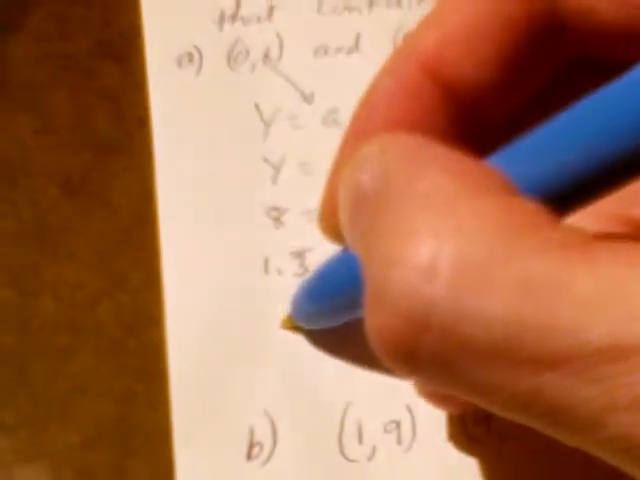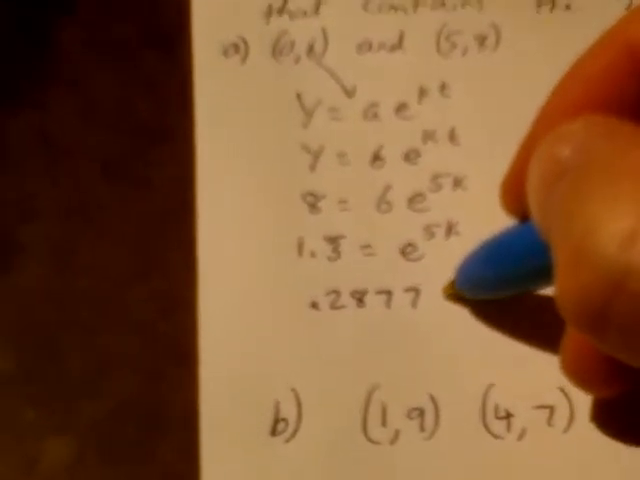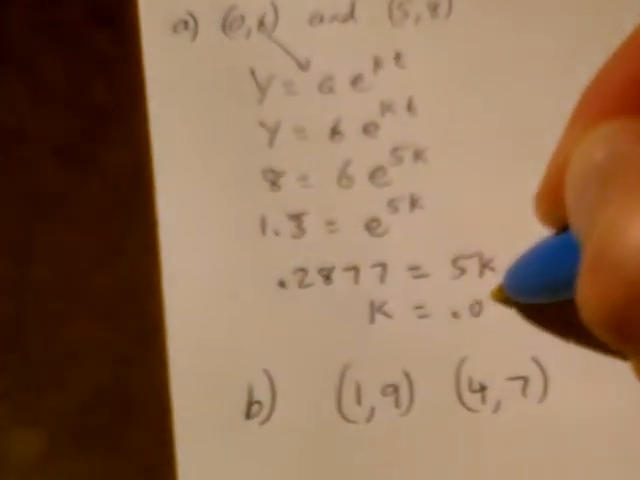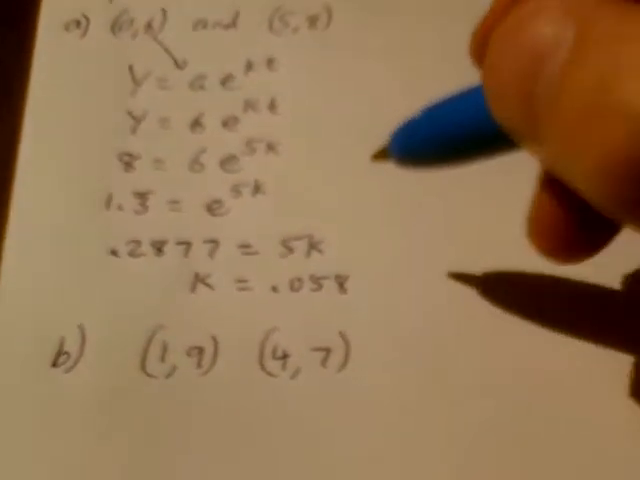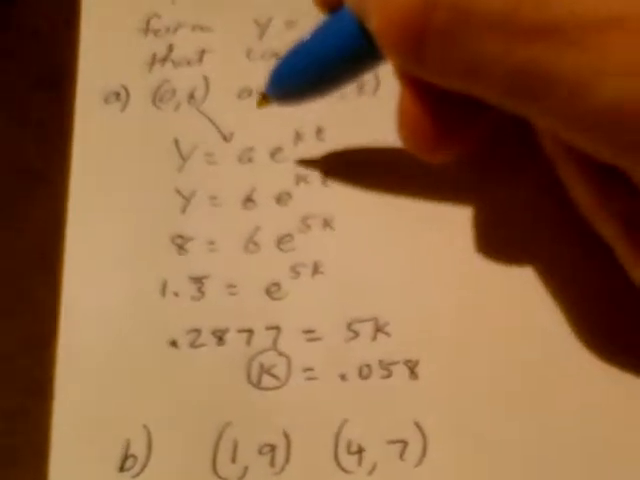And so I get 0.2877, calculated with 4 decimals here, equals 5k. And now I'm going to divide by 5. So I didn't change my calculator any. So divide by 5, hit enter, and I have k equals 0.058. So now I can complete the model because now I got k and I have a, it's right here.